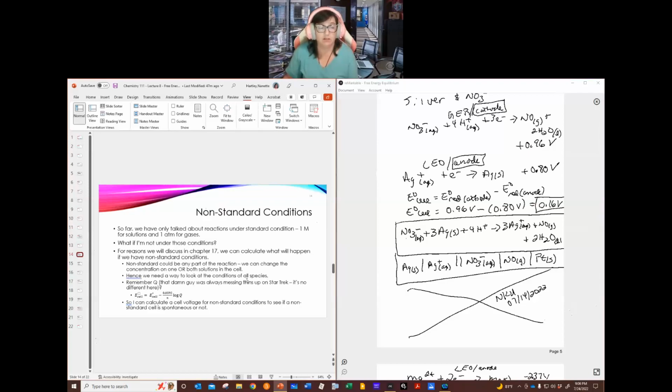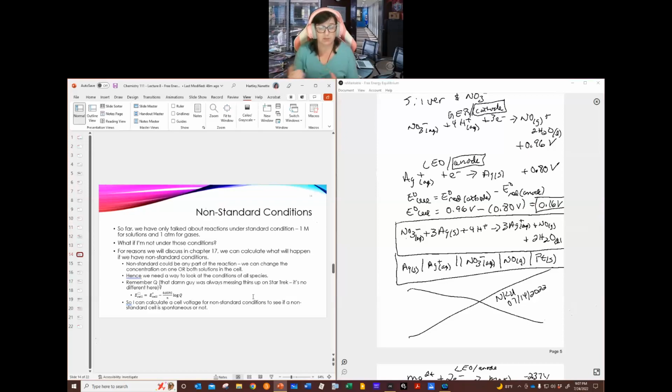We need a way to look at all of the conditions that may exist. So all of those species, since they can be part of this, need to be looked at. How do we look at things that are not what we typically see? We talked about this a long time ago. Remember that quantity Q? Q was under non-equilibrium conditions, right?